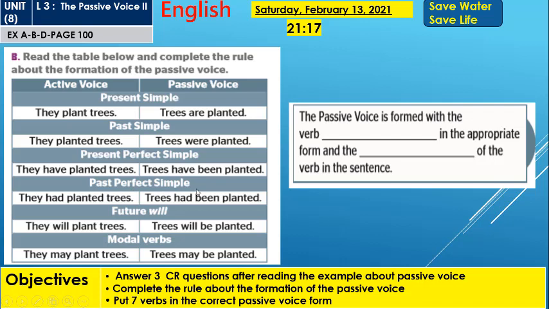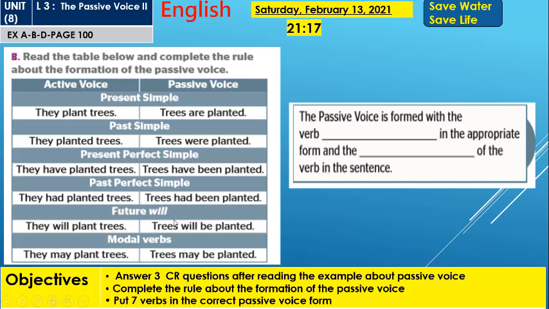The past perfect simple. Let's take the example: they had planted the trees. The verb is in the past perfect. The auxiliary to be will be put in the past perfect, so trees had been. The past perfect of the verb to be, or of the auxiliary to be, is had been, and the past participle is planted. So trees had been planted.